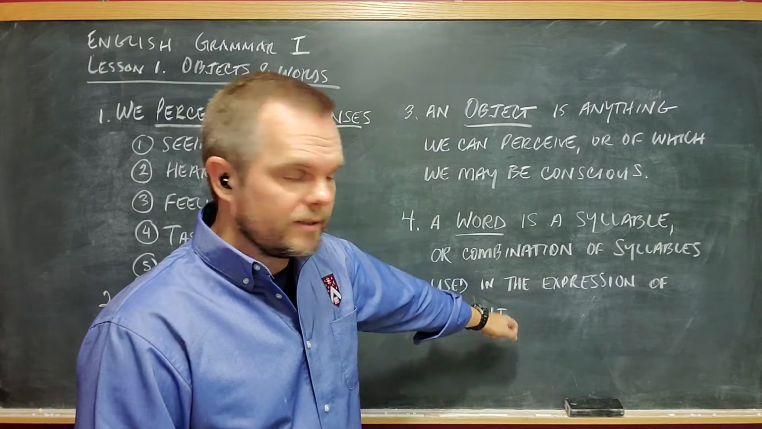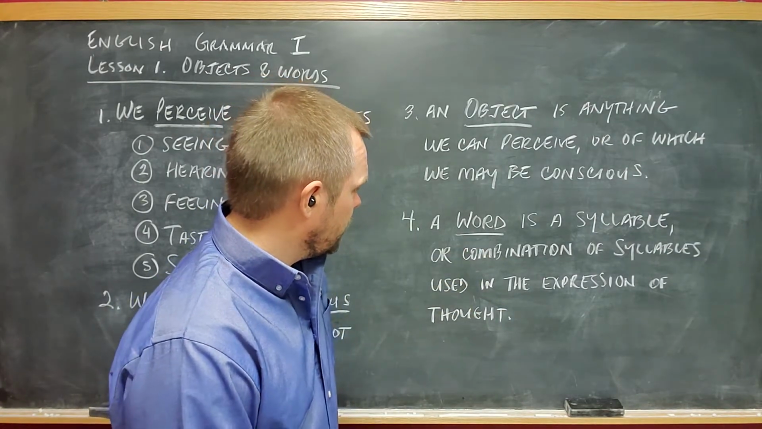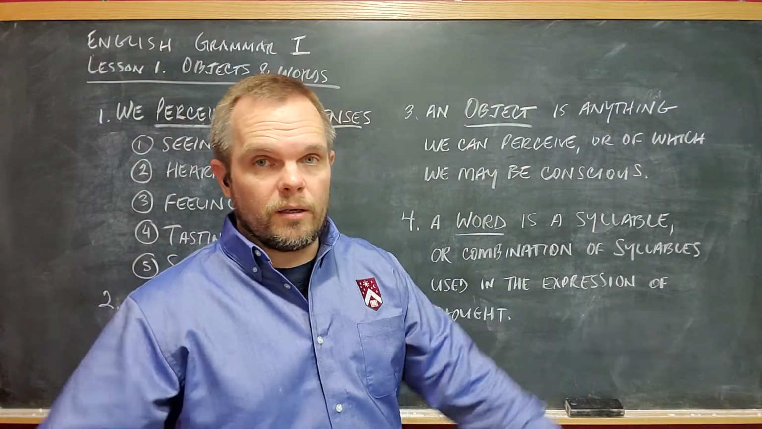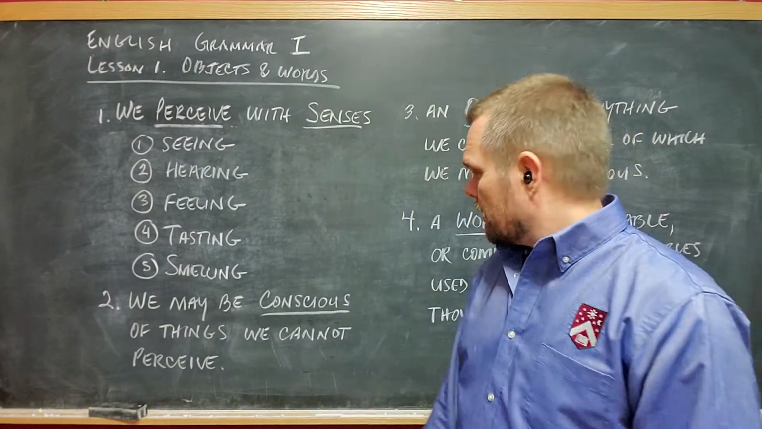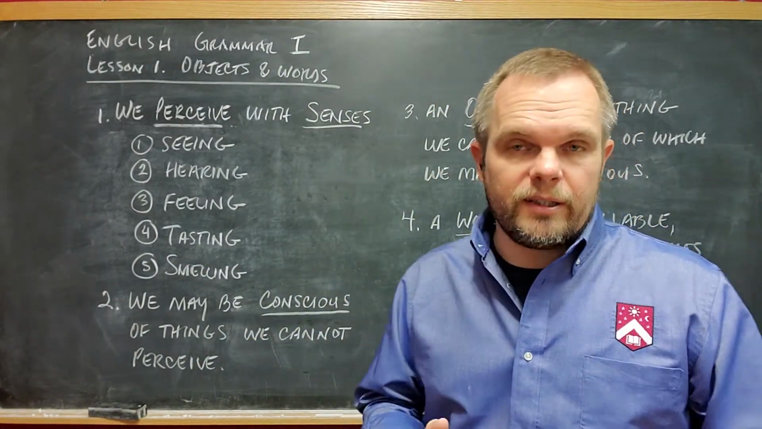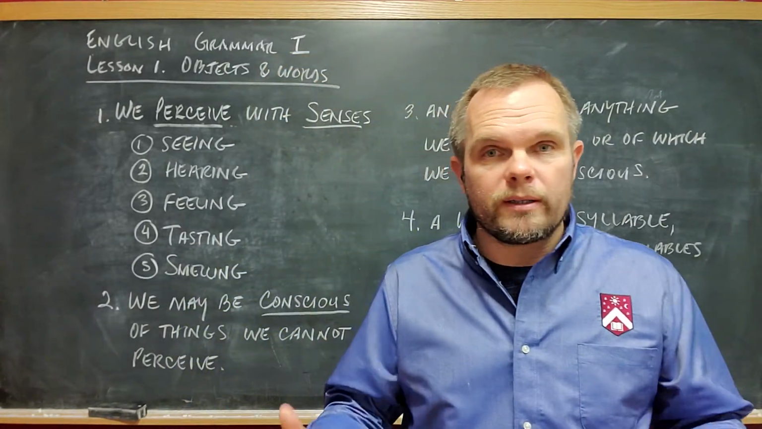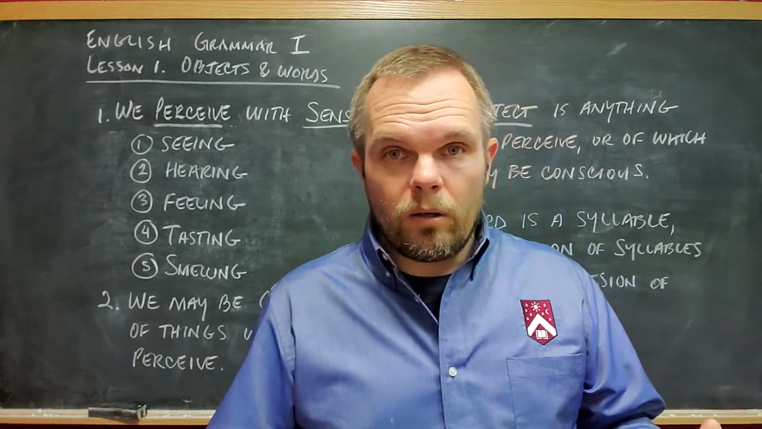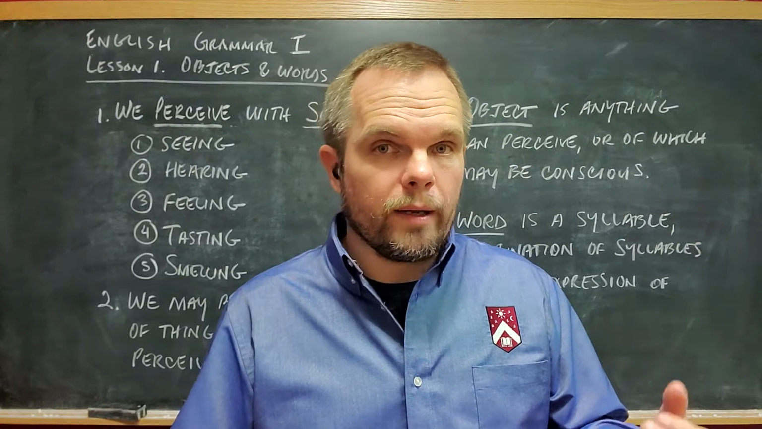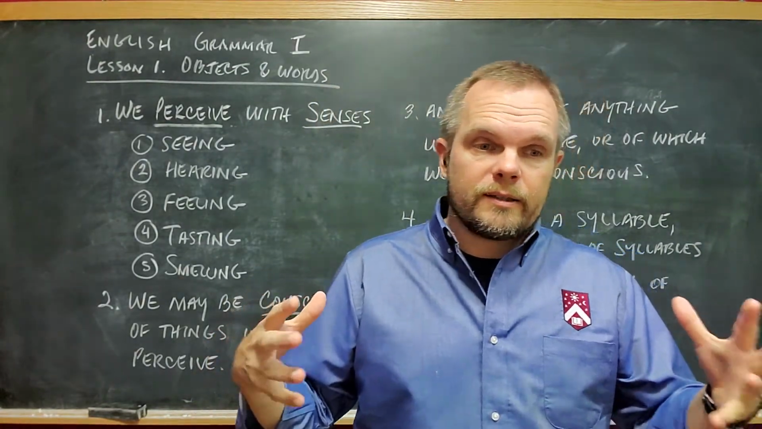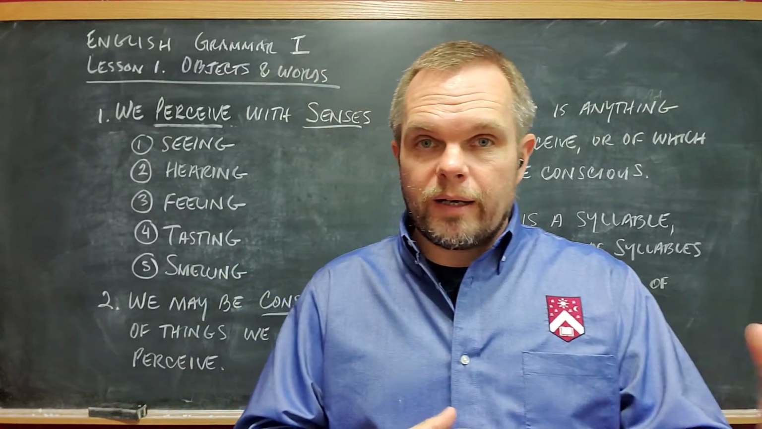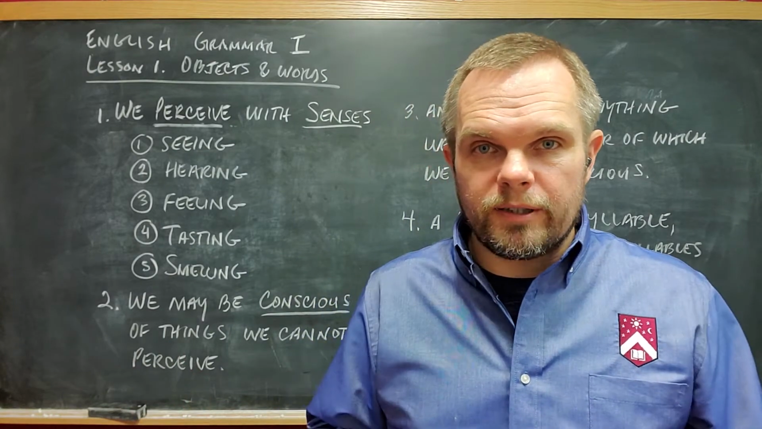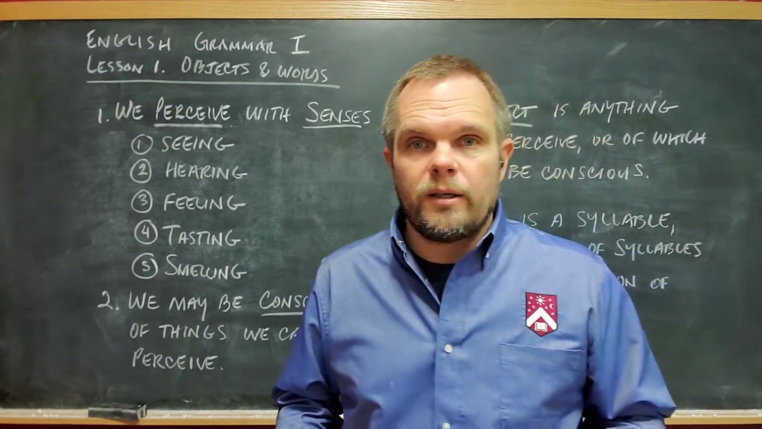But the definition in our lesson is: a word is a syllable or a combination of syllables used in the expression of thought, okay? Now, just in case you're not sure what a syllable is, it's just a spoken sound. It could be the sound of a vowel like ah or o or a, or it could be the sound of a syllable made up of different vowels and consonants like ba, be, bi, bo, bu. These are all syllables. Any spoken sound is a syllable.